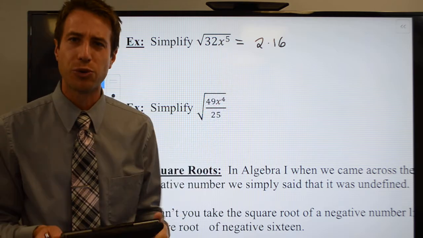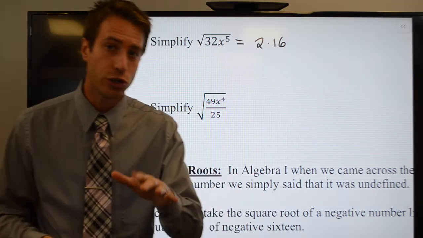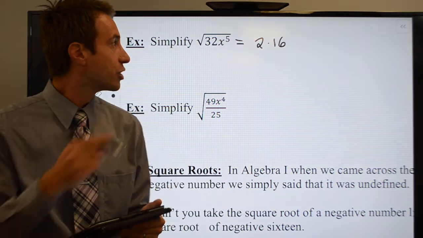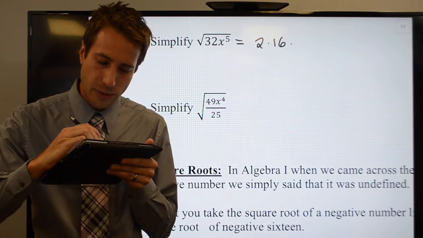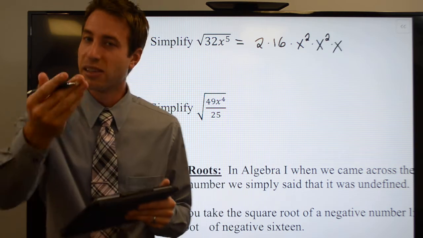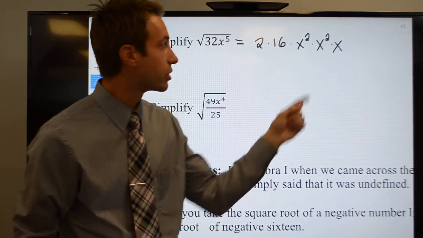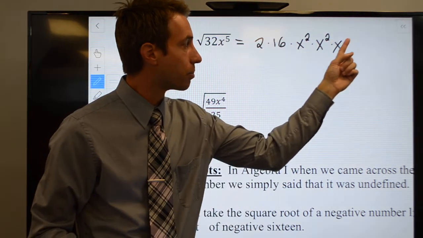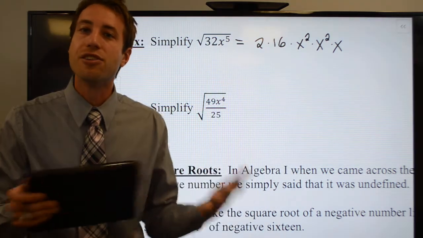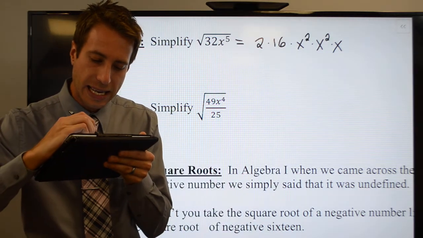And taking the square root of x to the 5th isn't going to work out so well, but what I could do is remember that when I have like bases, you just add the exponents. So that x to the 5th I can split up into an x squared times an x squared times an x. And let me show you how this works, right? Remember, when I have like bases, you add the exponents. So 2 plus 2 plus 1 would get me x to the 5th. So it's just another way of writing that x to the 5th.